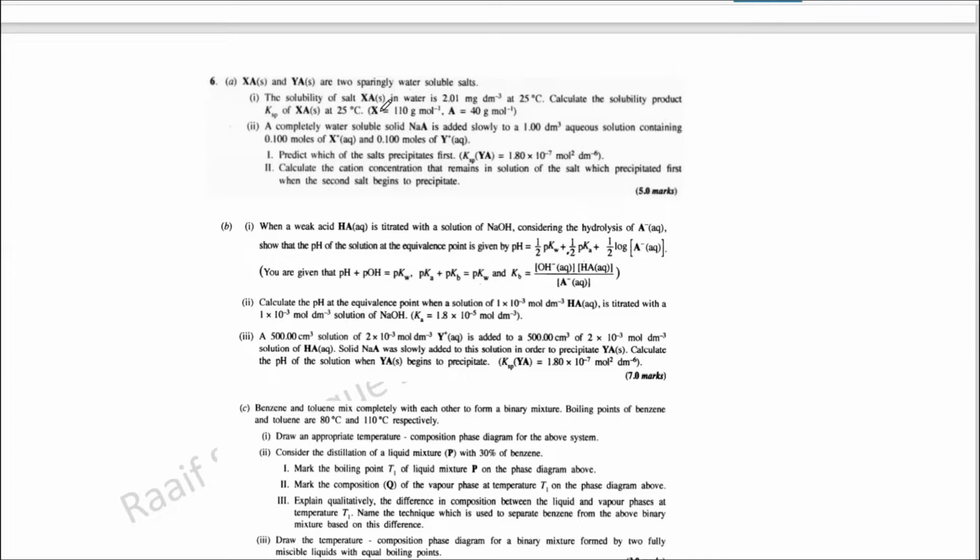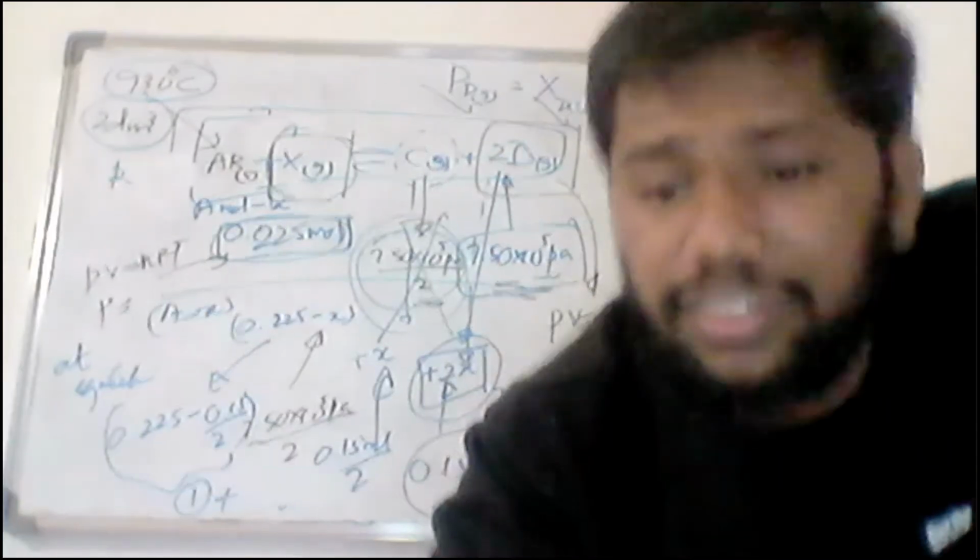And they have given the solubility of XA as 2.01 milligrams per decimeter cubed. Then calculate the solubility product, KSP. So you need to find KSP of this XA. So these are just theory, so we will use the board very quickly. So I will check my screen.